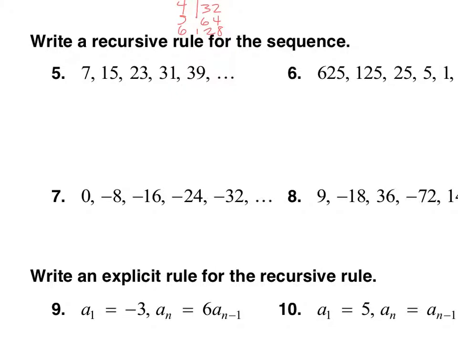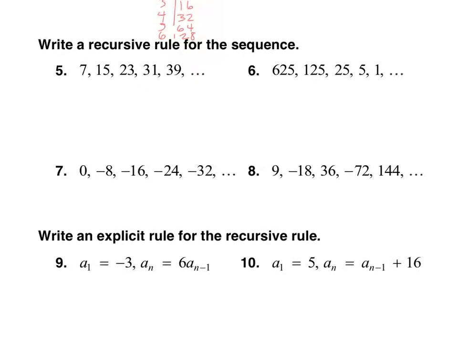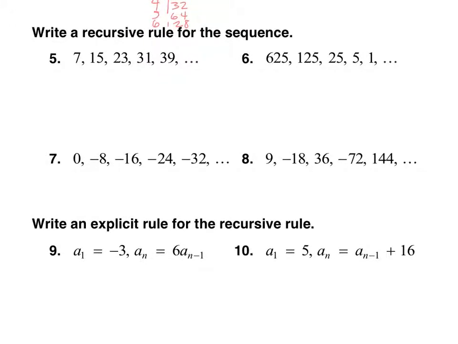Okay, let's go ahead and look at group 5, 6, 7, and 8. So this next little section wants us to write a recursive rule for the sequence. So it's wanting us to first decide if it's an arithmetic or a geometric, and then write the rule that goes with it. So let's go ahead and just do one of these. Let's do number 8.